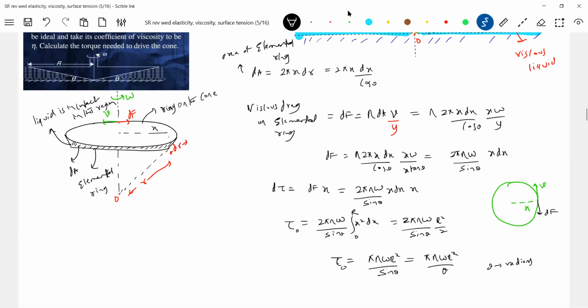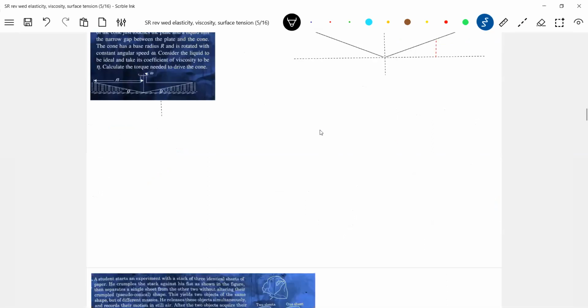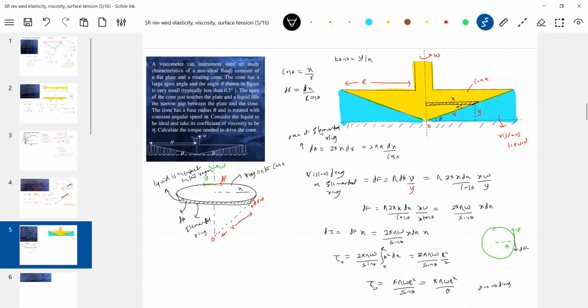That should be applied on the cone to rotate it with constant angular velocity. So different types of structures will come, like disc, cylinder, cone being rotated. So that torque we have to apply. What we calculate is the torque due to the viscous layer; equal and opposite to that, the external torque should be applied.